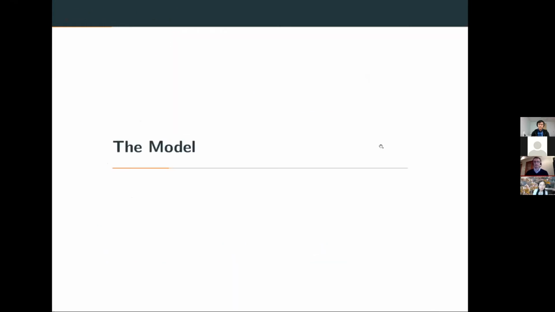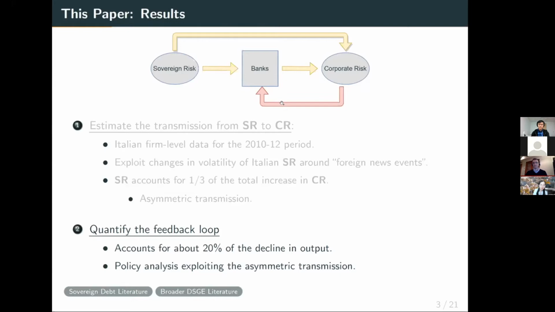A quick clarifying question. Are you going to address the missing loop from the corporate back to the sovereign? No, no. In the model, and I will be more clear about this, for simplicity, I'm assuming that sovereign risk is completely exogenous. So everything goes from left to right, but there is not going to be another feedback loop from the corporate to the sovereign.